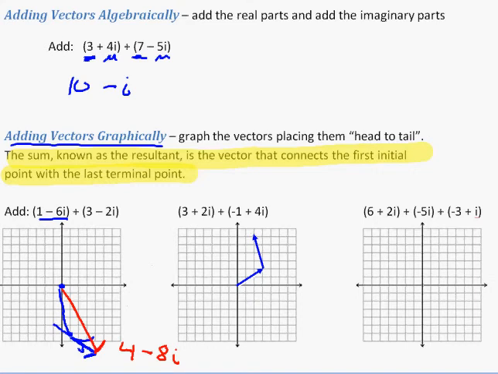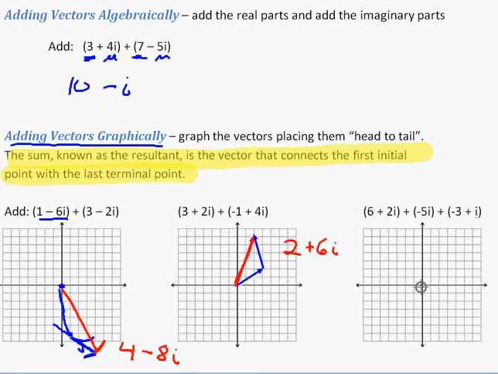And our resultant vector is from the initial part of the first one to the terminal part of the second one. And then we can see there that the answer to that is 2 plus 6i. So we're looking at this red vector over 2 and up 6, so 2 plus 6i. We also here can add 3 vectors. As you notice, this next one has 3 vectors. No problem, we can still do that.